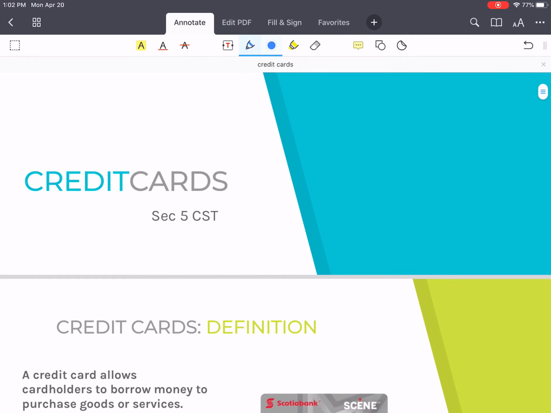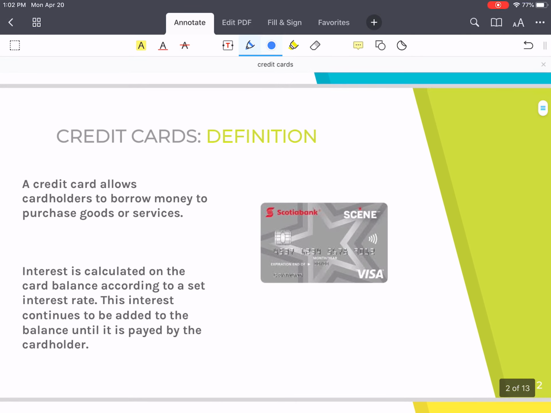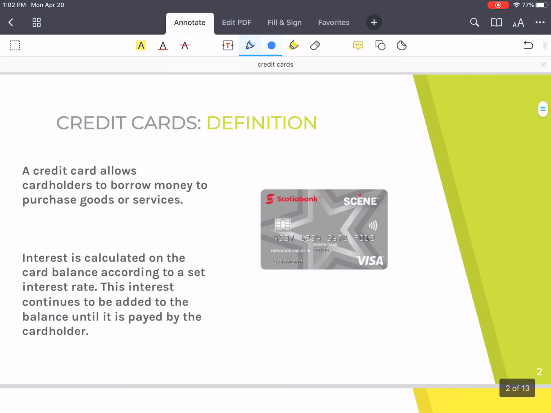So today we're talking about credit cards. I'm just going to start with the definition of a credit card, just because I know, especially at your age, maybe some of you have credit cards, maybe some of you don't. A credit card is a card that allows you to borrow money from a bank, and you can use that money, of course, to purchase things.